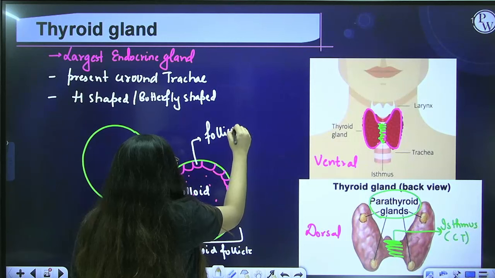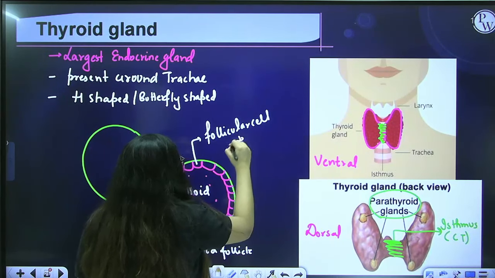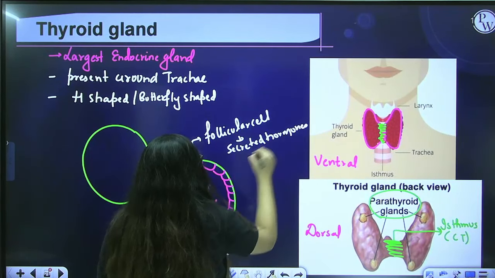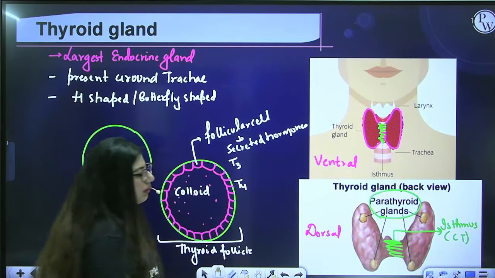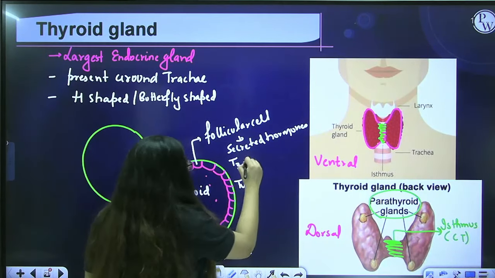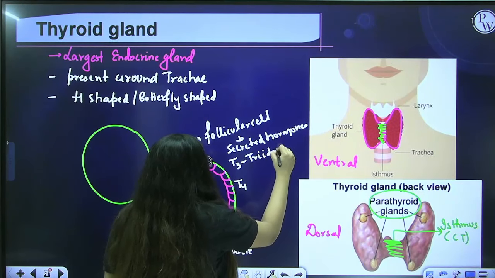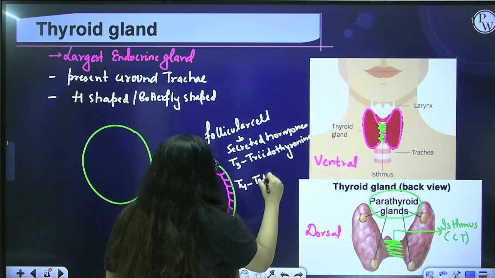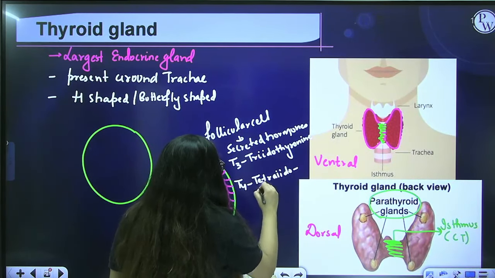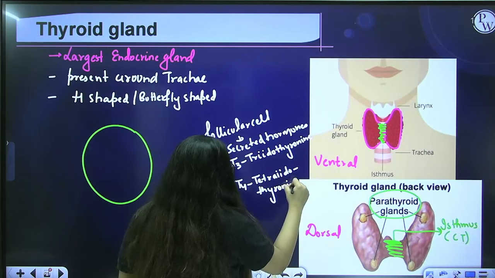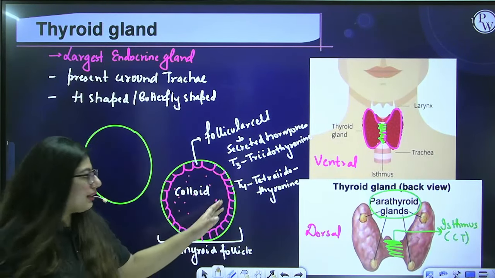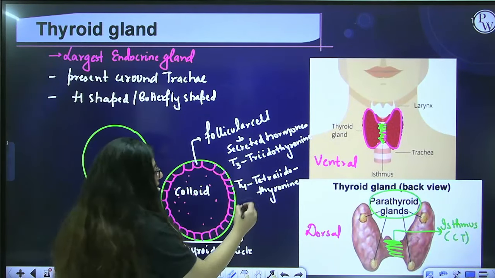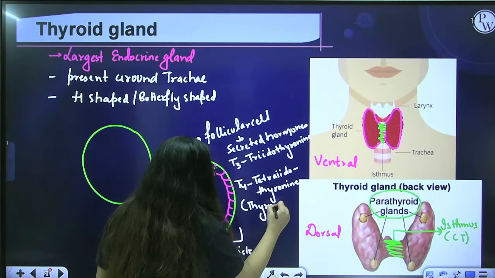These follicular cells secrete the hormones. And what are these hormones? T3 and T4. T3 is triiodothyronine. T4 is tetraiodothyronine. Okay, I hope you can read it nicely. This is triiodothyronine. This is tetraiodothyronine. T4 is also known as thyroxine.